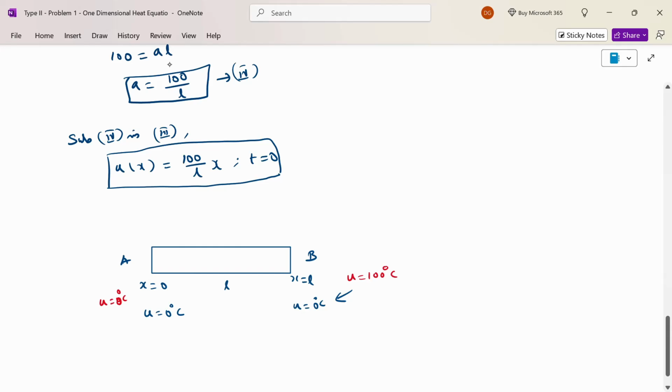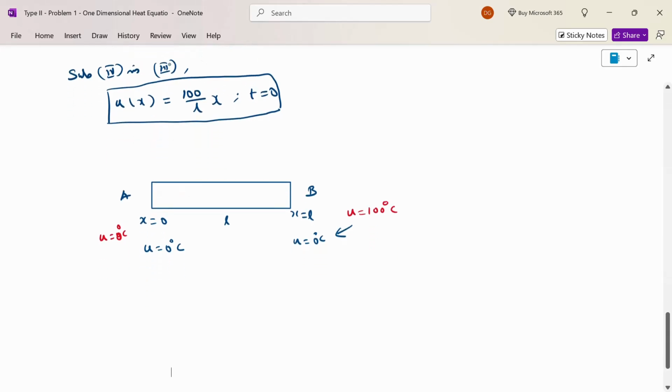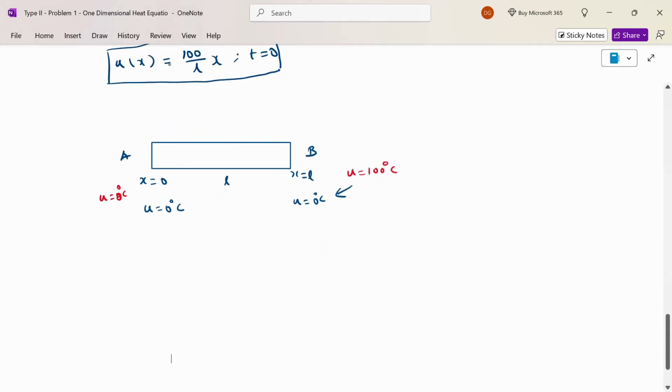When the temperature is reduced, the steady state condition is active with time. Therefore u of x comma t depends on time. So when the time is activated, because of that it will be reduced. Now, the one dimensional heat equation we know, right?